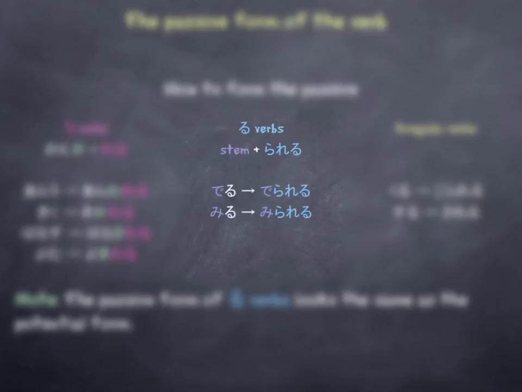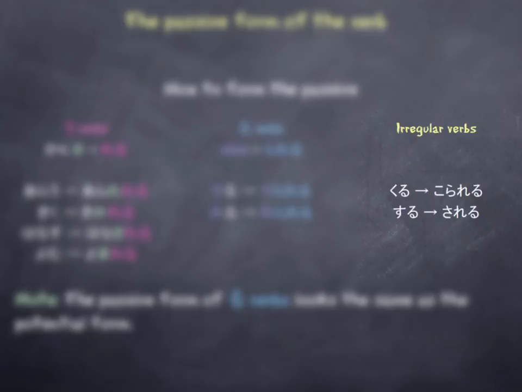Now with ru verbs, it's a little simpler. All we need to do is take the verb's stem and attach rareru. For example, deru becomes derareru. Miru becomes mirareru. So we've simply got our verb stem, and remember the stem is the part before masu, and we then attach rareru. Now our irregular verbs, there are only two of them, so we just need to remember these. We have kuru, which becomes korareru, and suru becomes sareru.